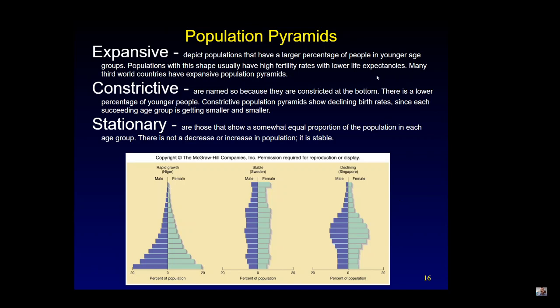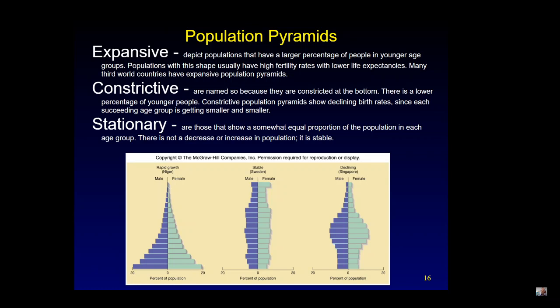All right. Now there are three different types that they usually fit. Obviously, all population pyramids, depending on the country, are much different, but usually they fit within one of three categories. First off, we have expansive, which is this very first one down here. This depicts populations that have a large percentage of people in younger age groups. Populations with this shape usually have high fertility rates with lower life expectancies. Many third world countries have expansive population pyramids.